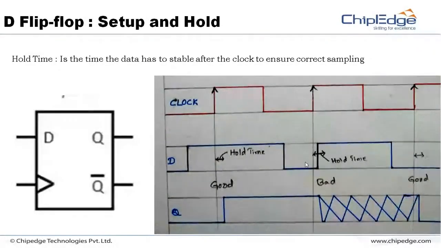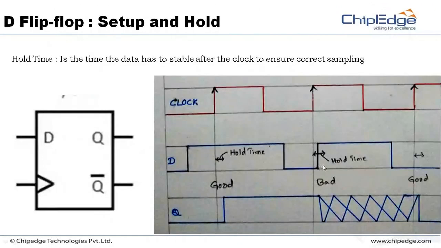What is the bad case? Now see, there is a clock edge. This D pin has become 0. So it is good for setup; it has met the setup time. But it is changing to 1 all of a sudden after the clock edge. If it changes to 1 after the clock edge, it will not be sampled again. So you have a metastable state.